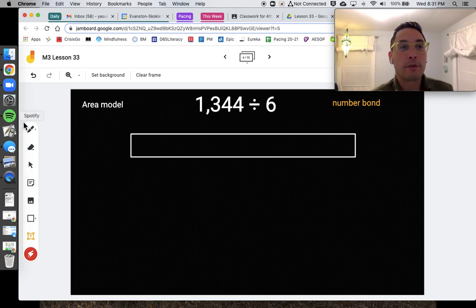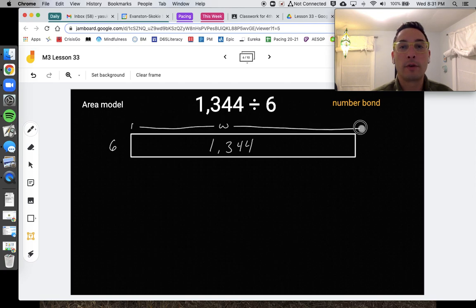So if we were to do a model of this one, we should be showing that if the area is 1,344, that's going to equal the length times the width. So let's say we know that this is 6 units long, but we don't know what the width is. So this whole thing from here all the way over to here, we don't know what it is. So we can divide to try to find this.